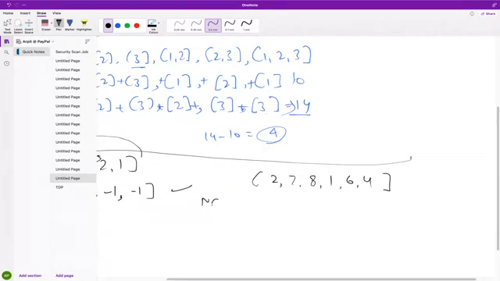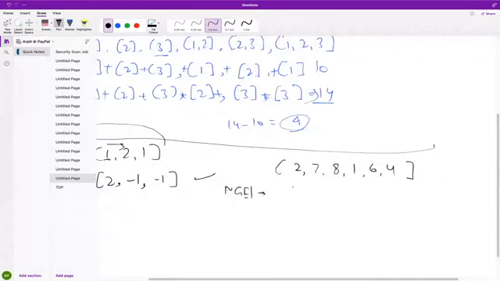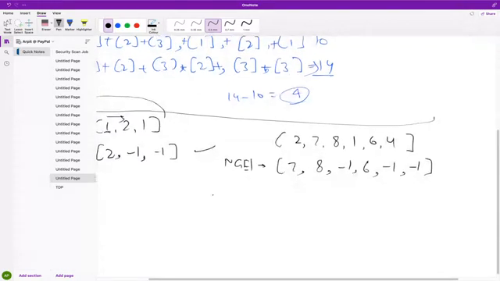First let's calculate next greater element 1. That was a very small example, that's why you guys were not able to understand. So for 2, 7 would be the greater. For 7, 8 would be the greater. For 8, there is no element, so -1. For 1, 6 would be the greater element. For 6, there is no greater element, we'll put -1. For 4, there is no greater element. That was next greater element 1.